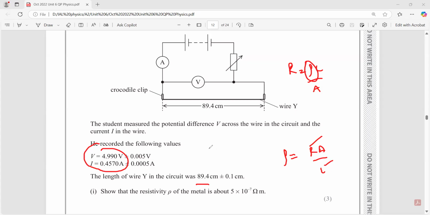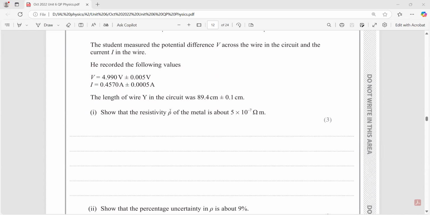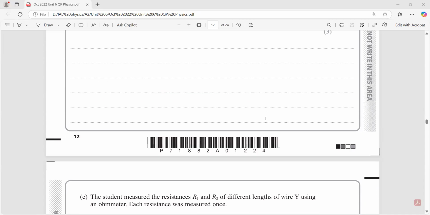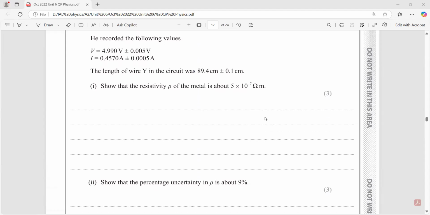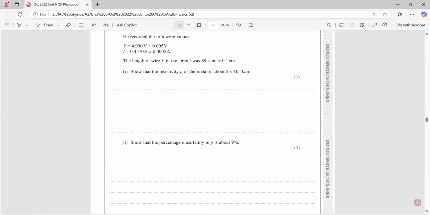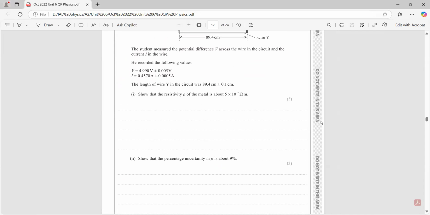For the area of a wire, you will use area equals pi d squared by 4, or pi r squared. Area is pi r squared, or pi d squared by 4, because the radius is half of the diameter. So when I divide the diameter by 2, d by 2 whole squared will become pi d squared by 4. So you have to show the calculation. Show that the percentage uncertainty is 9%. So how can I show the percentage uncertainty is 9%? So how is rho calculated?